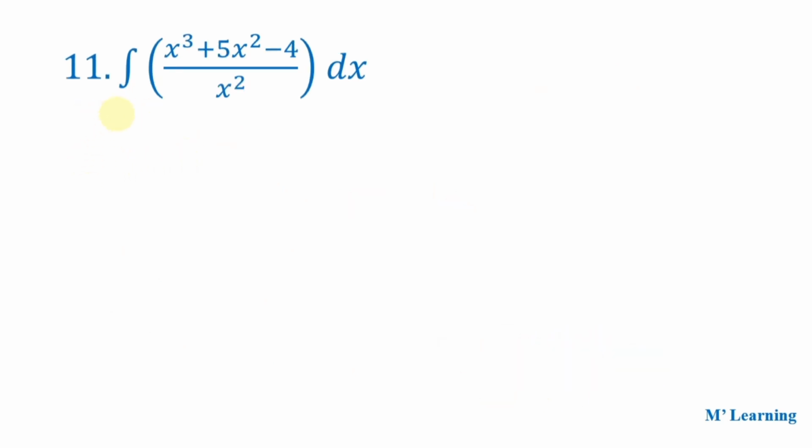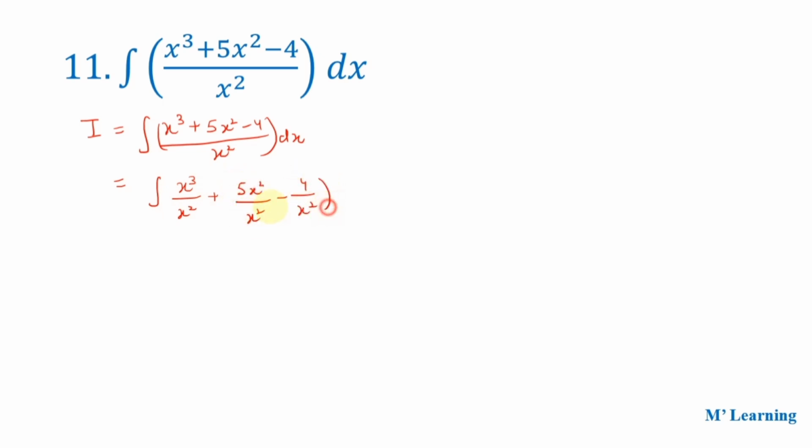Now our 11th question is the integration of (x³ + 5x² − 4) by x² dx. So what we'll do is divide all of the numerator terms by x² separately: x³ by x², plus 5x² by x², minus 4 by x², whole dx. Now this will reduce: x³ over x² leaves only x, plus 5, since x² cancels, only 5 is left, minus 4, and x² we will send up, so it becomes 4x to the power minus 2 dx.